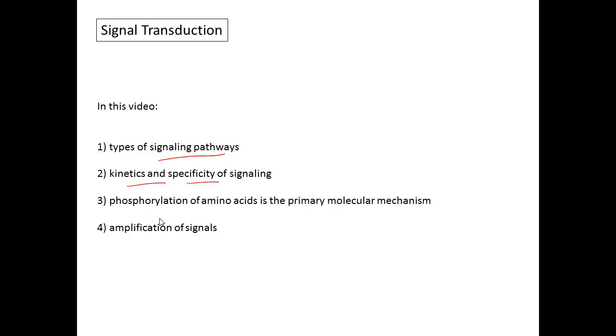We'll talk about the mechanism by which the information is transferred, the number one mechanism being phosphorylation of 3 amino acids, serine, threonine, and tyrosine. And then we'll talk about ways that cells amplify and otherwise modulate signals coming in from the outside world.